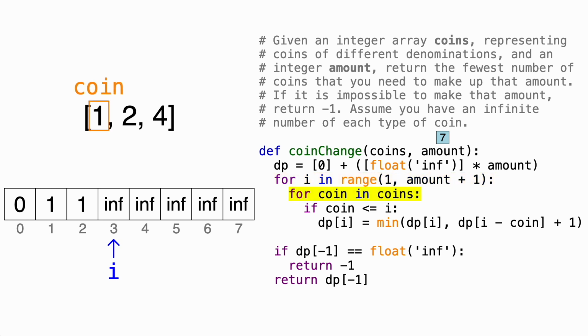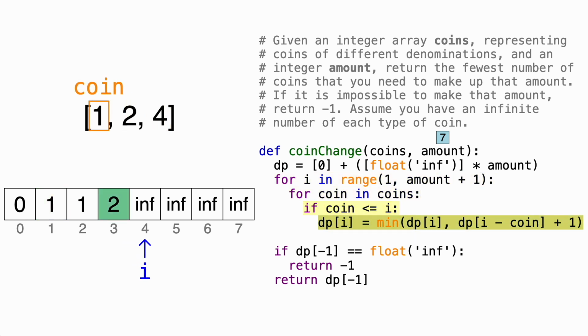Then we'll do the same thing. 3 minus 1 equals 2, and the value at index 2 is 1. 1 plus 1 equals 2, so let's write a value of 2. For the next coin, 3 minus 2 equals 1, and the value at index 1 is also 1. So either way, we have to use 2 coins, so let's leave this at 2. The 4 coin is still too large, so let's move on.